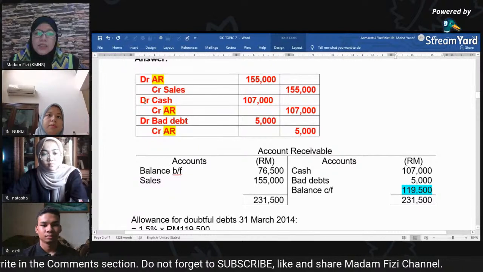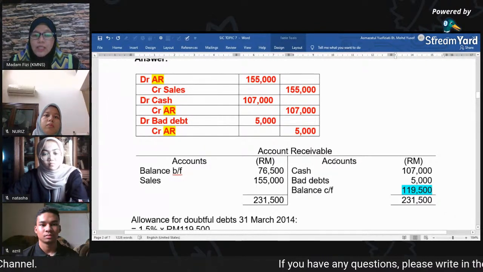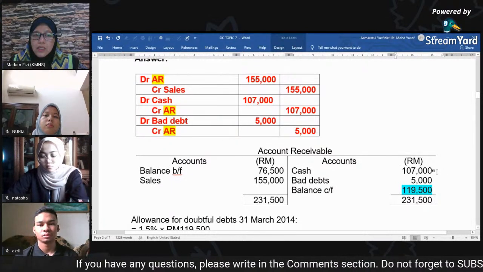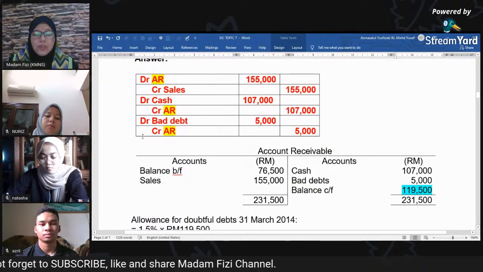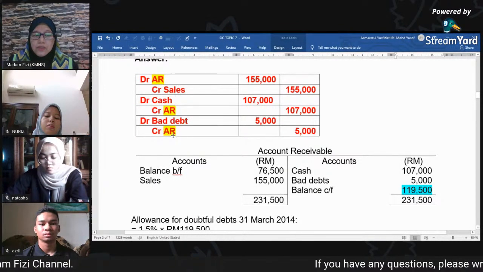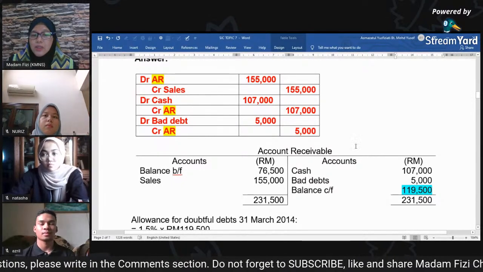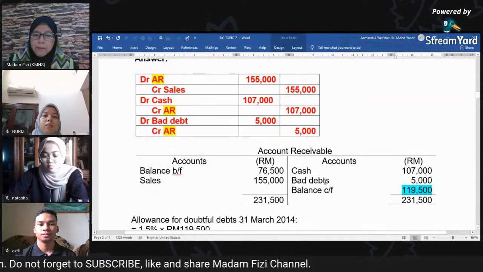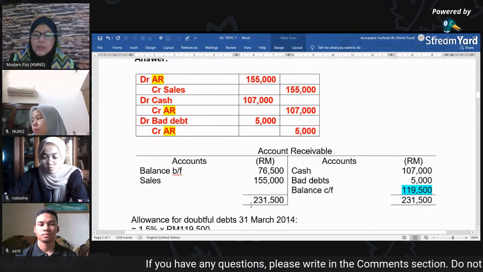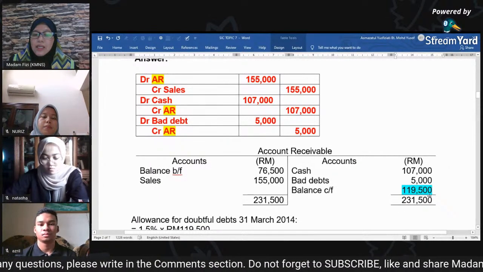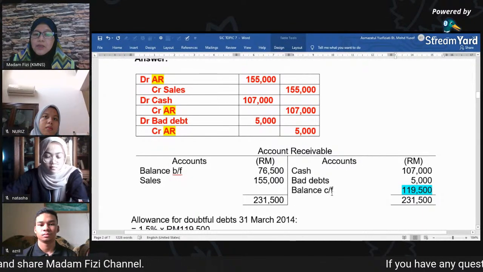Now we go to the second journal. It also has accounts receivable, and accounts receivable is affected at the credit side. So you go to the credit side and write down 107,000. The account is cash. Okay, one more journal entry, debit bad debt and credit accounts receivable. That means accounts receivable is affected at the credit side. Lagi satu is 5,000. So you write down 5,000 and the account is bad debt. Okay, that's all yang ada dekat question. So you balance the accounts left and right. That is 231,500 left and right. And then the missing figure is at the credit side, 119,500. So this is the balance carried forward.